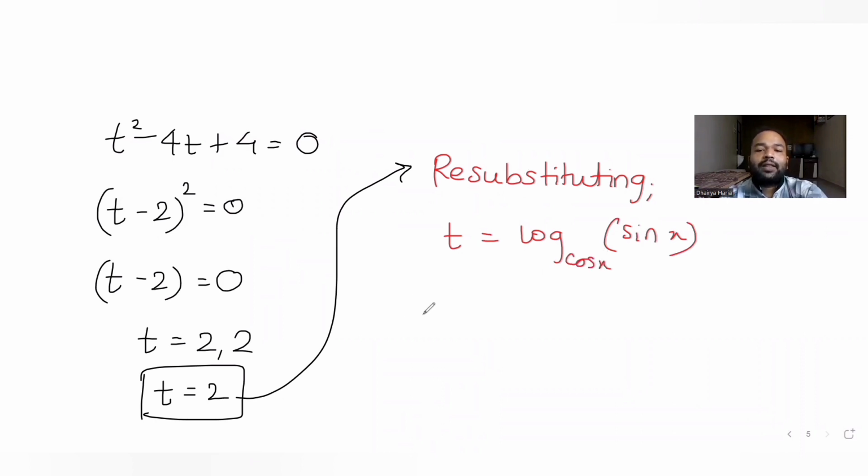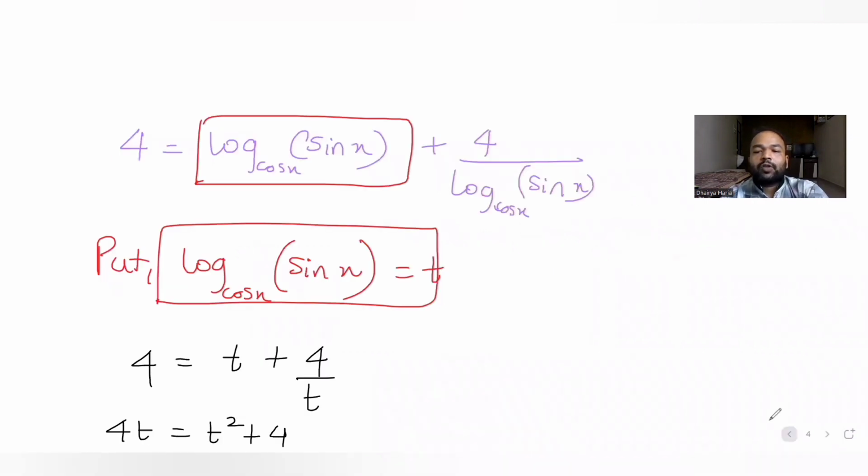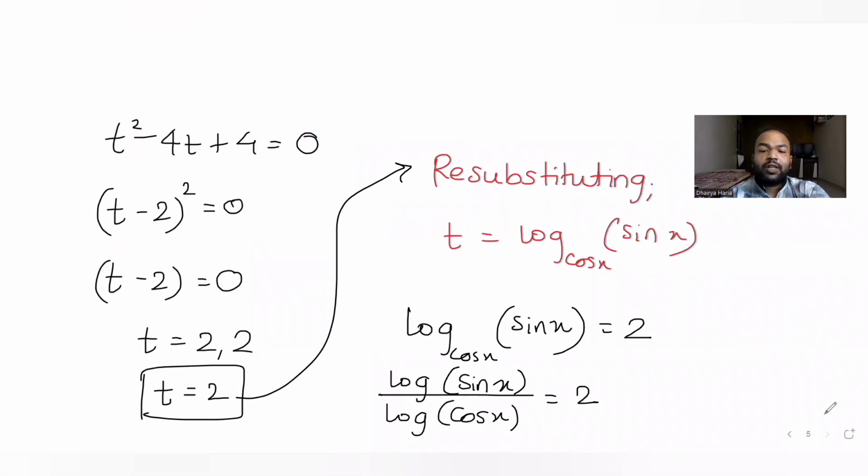So from this idea, I get this entire thing. T was equal to 2. So I get log of sin x to the base cos x is equal to 2. Further, if I have log of a to the base b, again I can use the idea which we already discussed previously. I can write that as log of a upon log of b is equal to 2. Log of a to the base b is log of a upon log of b. Further, in the next step, I get log of sin x equal to 2 times log of cos x.